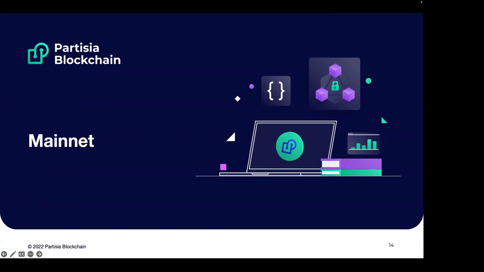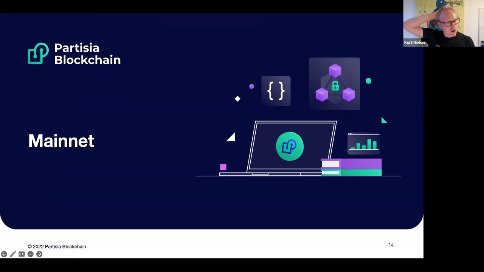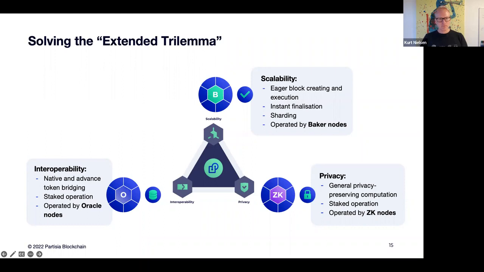Perfect. All right. With that, I'm just moving on and giving you an introduction to the mainnet. So this is the platform that enables all of this, allowing you to come in and do private and public computation or coordination of data in general. So what we are solving for is what we call the extended trilemma. So the blockchain trilemma was all about scalability, decentralization in a secure way. So that we're actually solving by what we call scalability. That you can call the layer one in all of this.